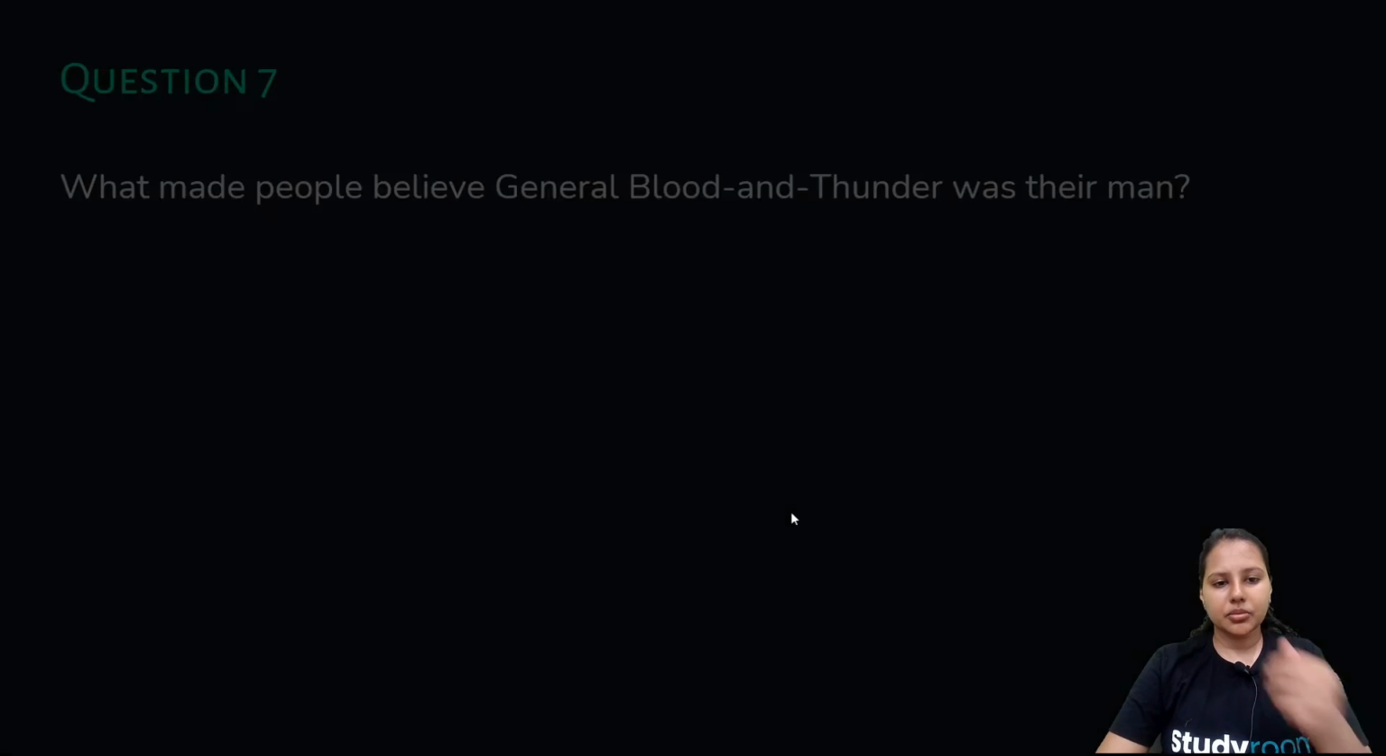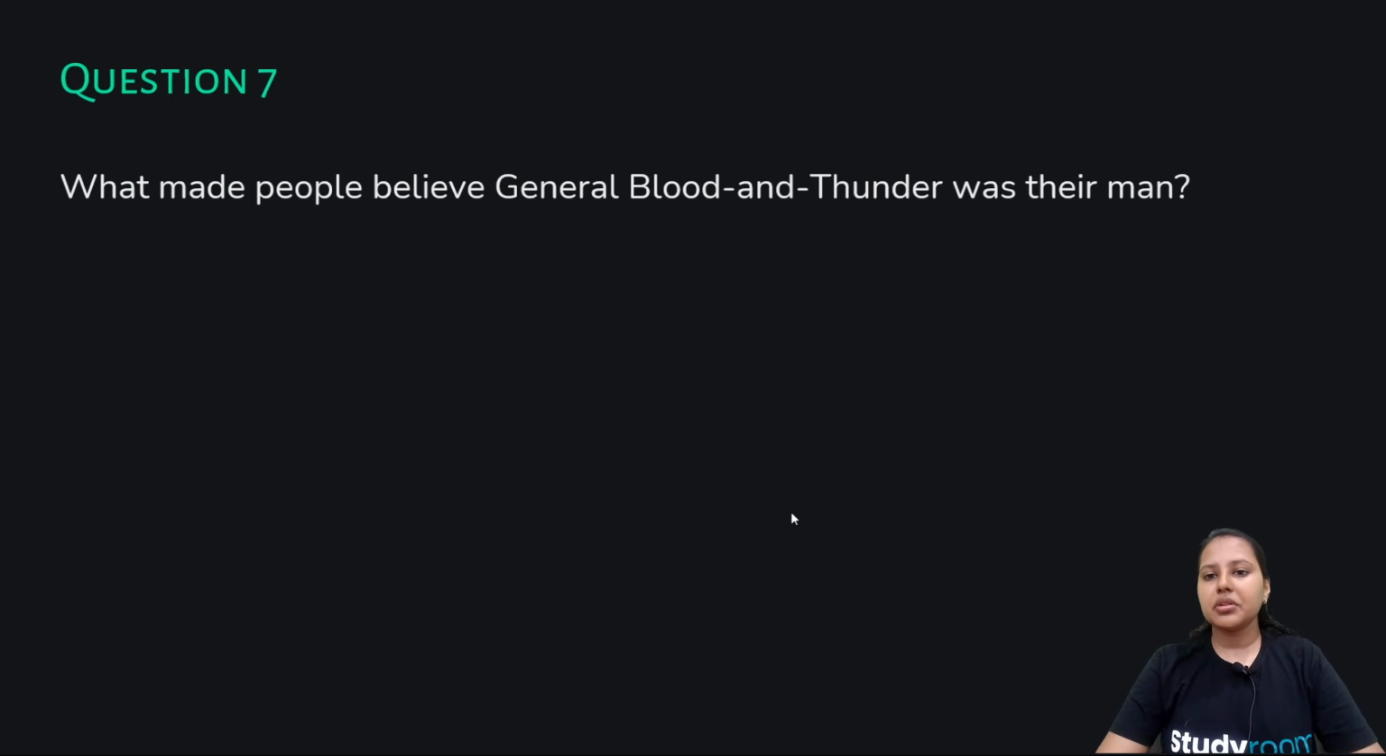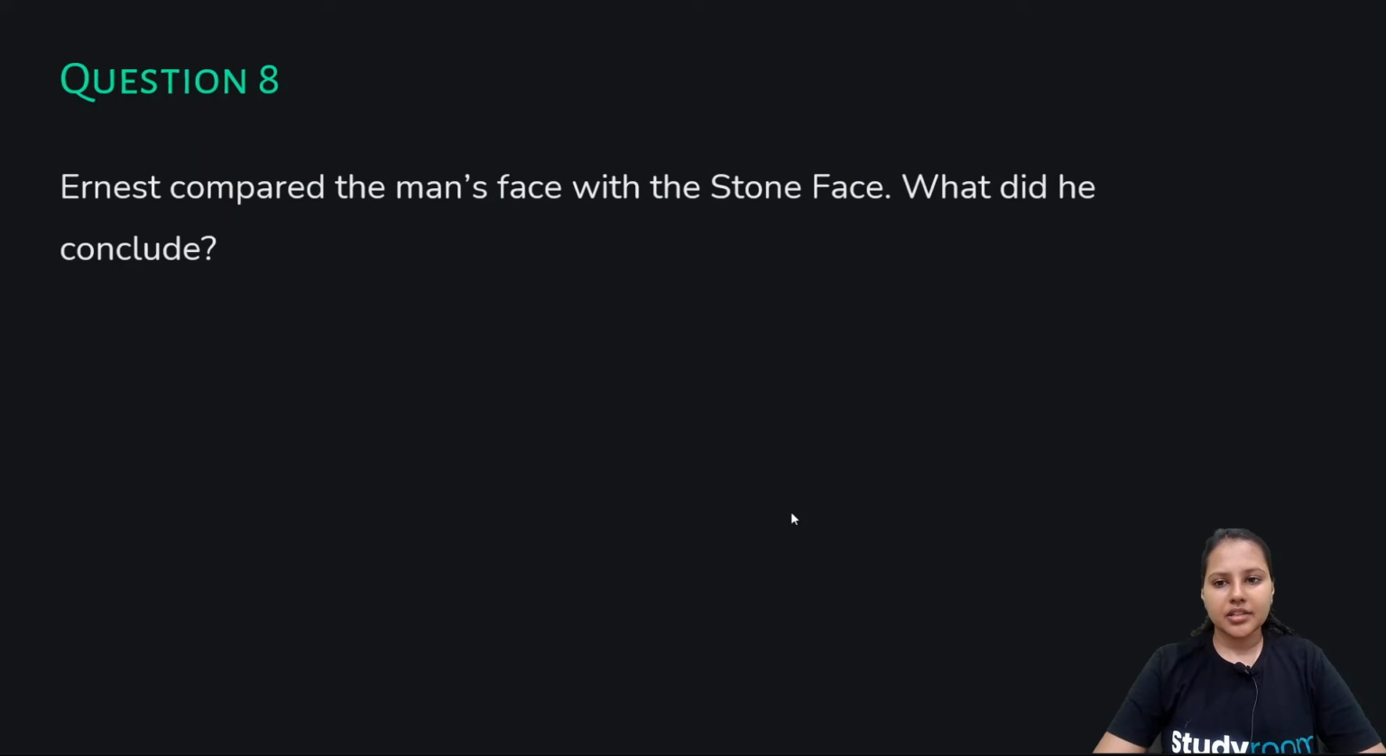What made people believe General Blood and Thunder was him? Because they thought he's born in the valley, he's a commander, he's done such noble tasks, and so he's coming and he must resemble. Ernest compared the man's work. What did he conclude? That this man also does not resemble.